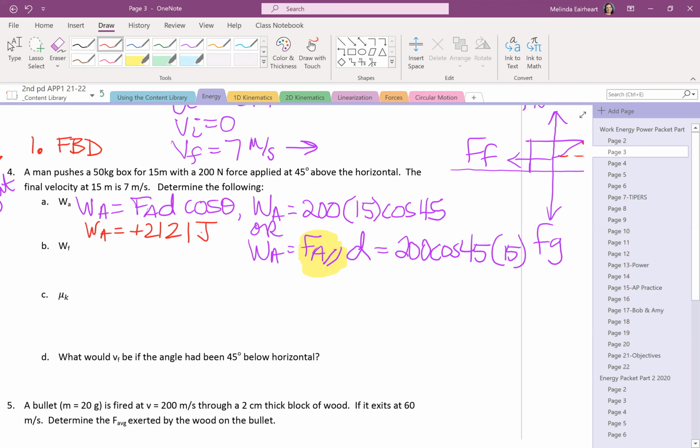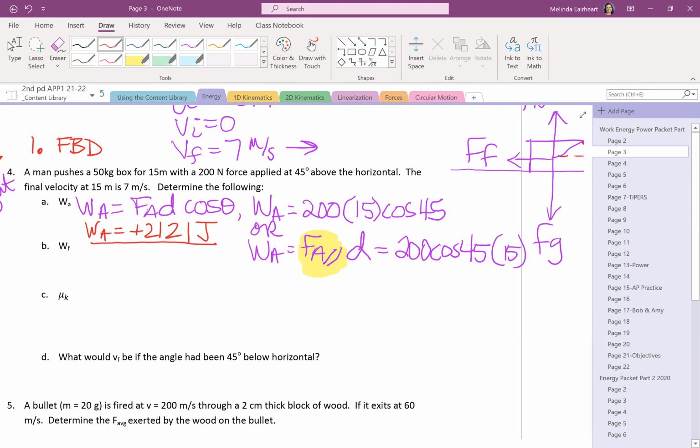So if you didn't get 21, see if you can find your error so you don't make it again, right? Everyone good on that one? Explanation and math. And notice I put a J. J stands for joules. So that's your final answer to part A.